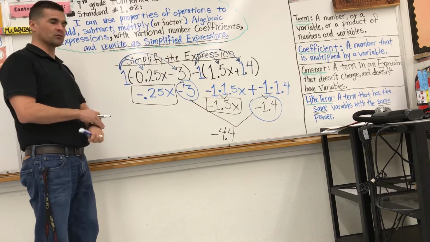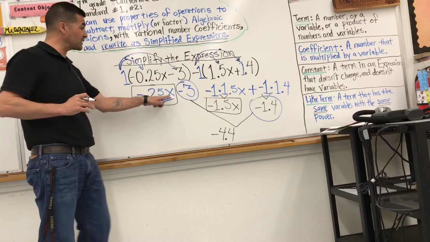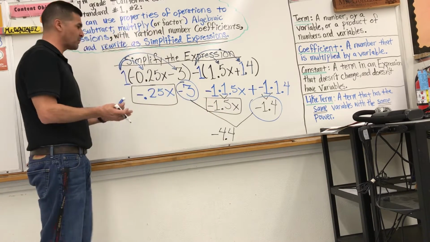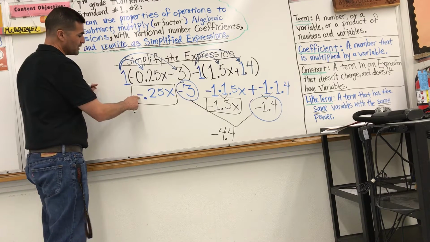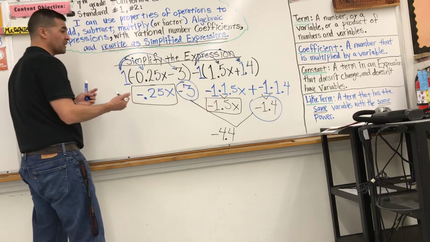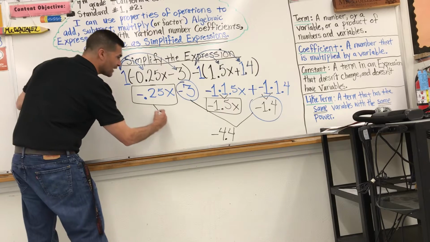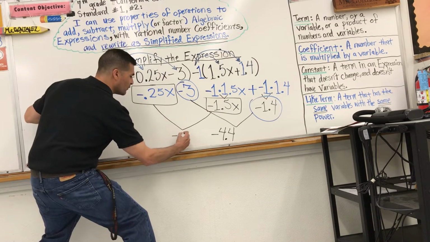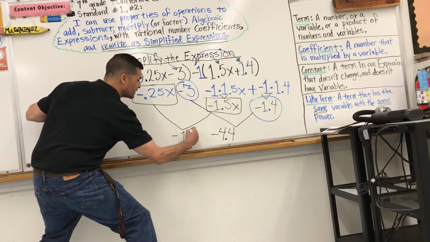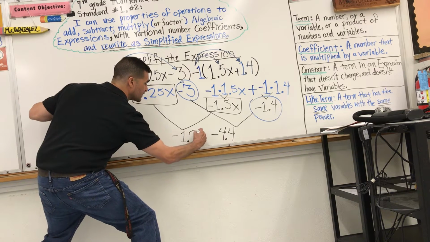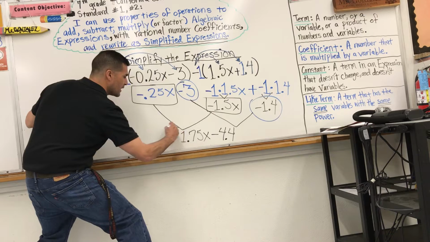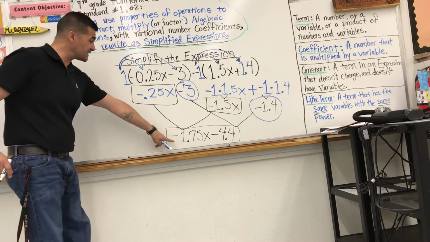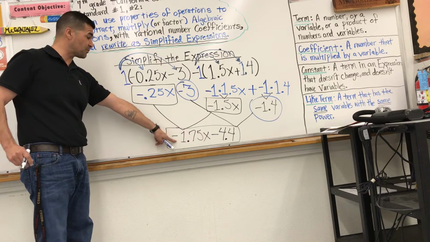These two terms are also like each other because they have the same exact variable and their variables have the same exact exponent. So that means these two terms need to be combined. If we combine them properly, we're going to get negative 1 75/100 x. Now I'm going to put a box around this answer because this is actually the simplified expression.